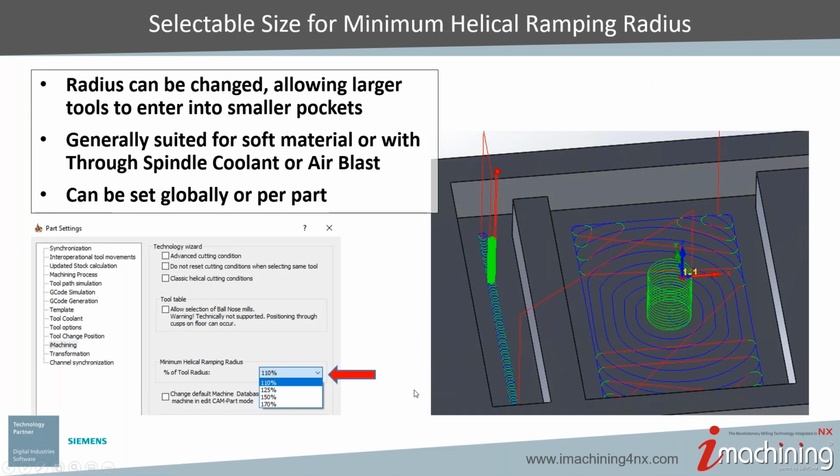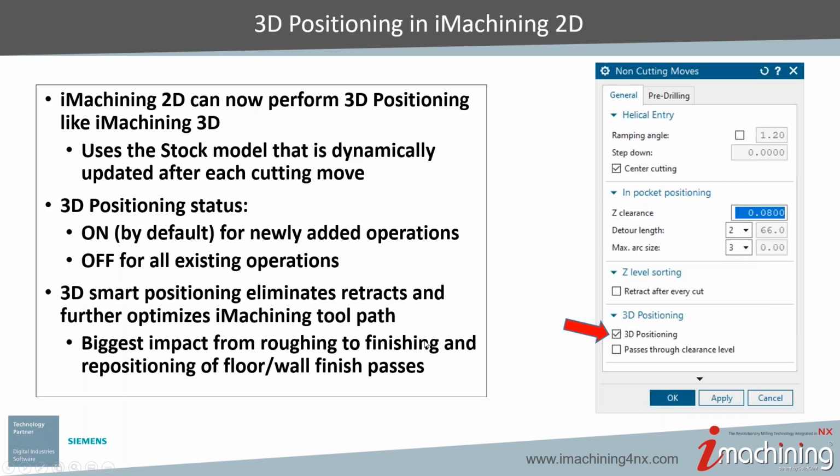We also have a minimum helical ramping radius, really good for something like aluminum. In the past, we always limited the helical radius to 170%, so that way there was some room. Now you're able to define a helical radius that's different.